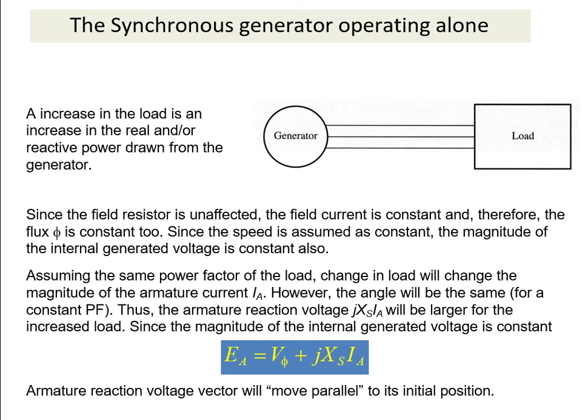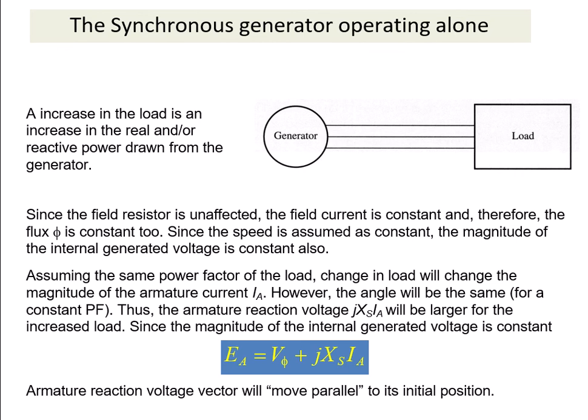Since the speed is assumed constant, the magnitude of the internal generated voltage is also constant. Assuming the same power factor of the load, a change in the load will change the magnitude of armature current IA. However, the angle will be the same for a constant power factor. Thus, the armature reaction voltage jXs·IA will be larger for the increased load. Since the magnitude of internal generated voltage is constant, EA is Vφ plus jXs·IA, so the armature reaction voltage vector will move parallel to its final position.